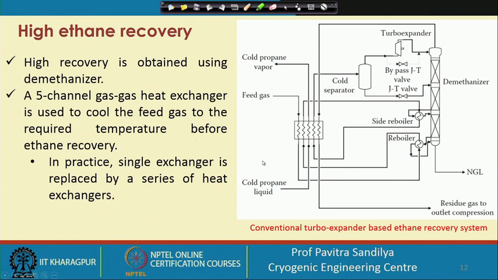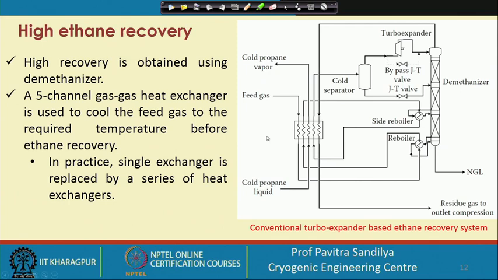Even though it is shown as a single gas-gas heat exchanger, in practice the single heat exchanger is replaced by a series of heat exchangers. That means we generally use a heat exchanger network over here, which is compressed and shown simply as a 5-channel heat exchanger. It should not be taken as the actual one, but as a representative of the heat exchangers which are used for the cooling of the feed gas.